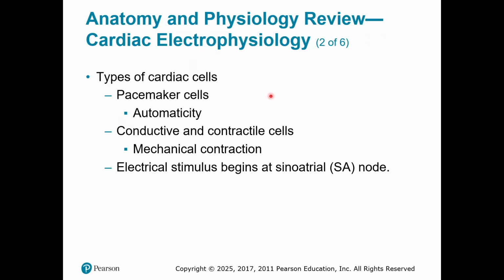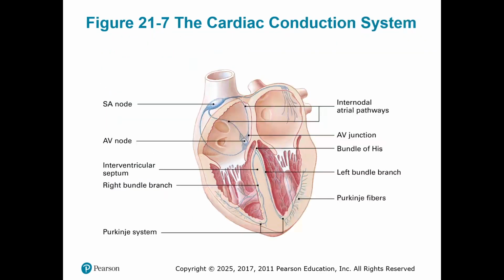So types of cardiac cells. Well, the pacemaker, we like to call that the automaticity of the pacemaker cells. Conductive and contractile cells that provide that mechanical contraction. And that electrical stimulus, well, it begins right here at the SA node. So with the SA node, the electricity travels down to the AV node, right? Right before it gets to the AV node, it goes through the AV junction, AV node.